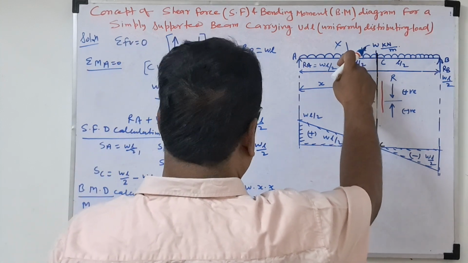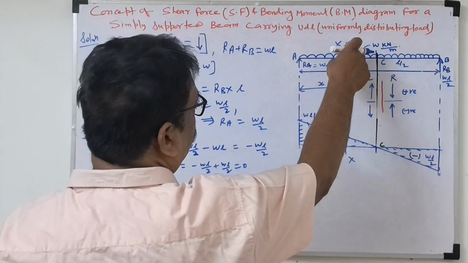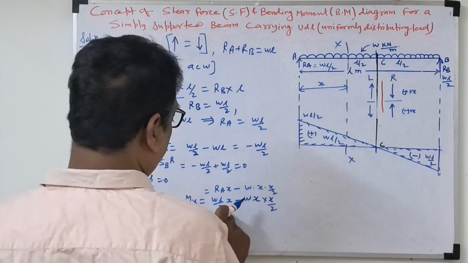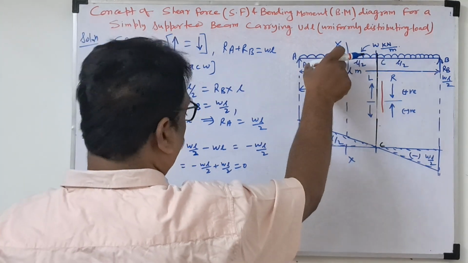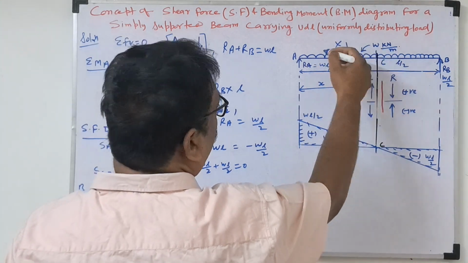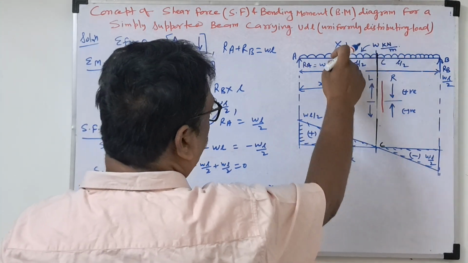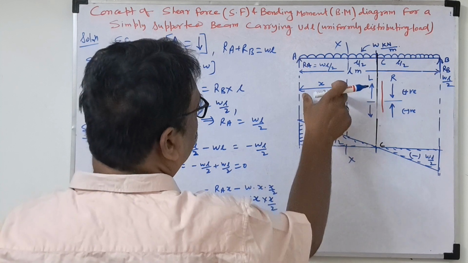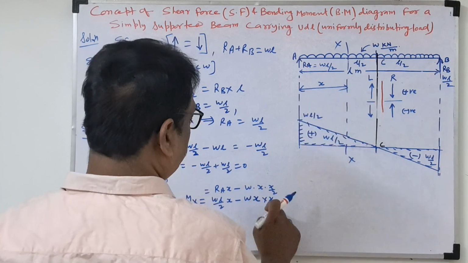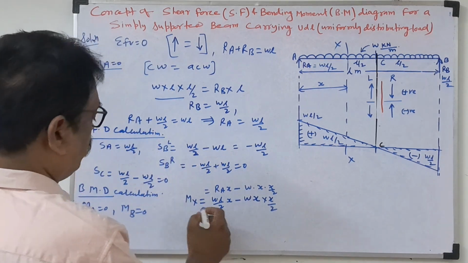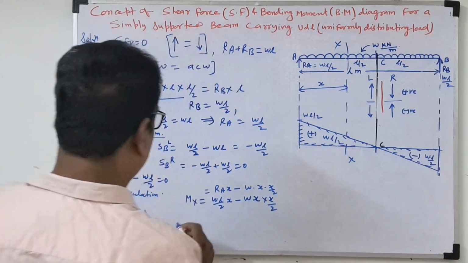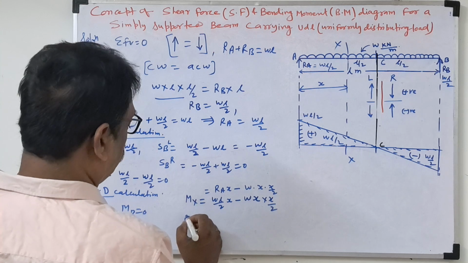Because we are taking the moment about C, RA, that is WL by 2, into X distance. Now this load is W kilonewton, so W into X, and the half distance X by 2. So this is the bending moment equation.